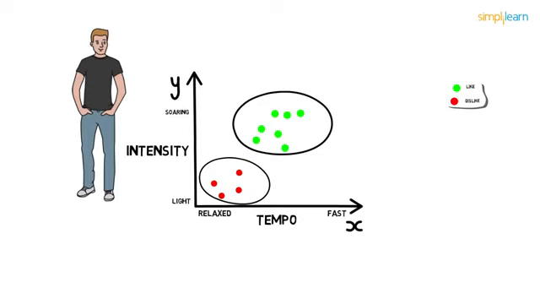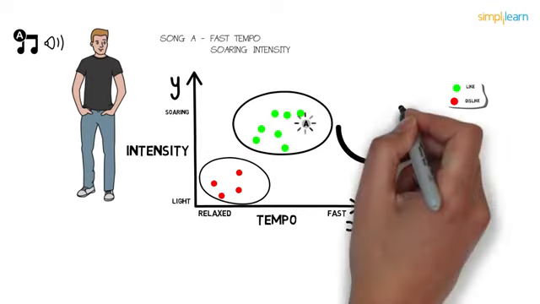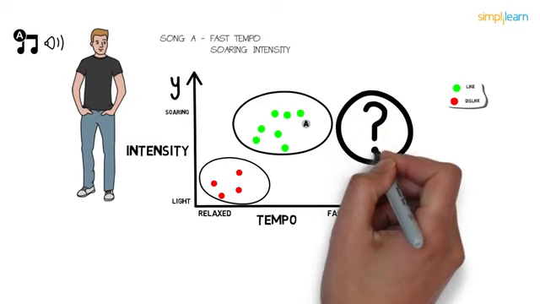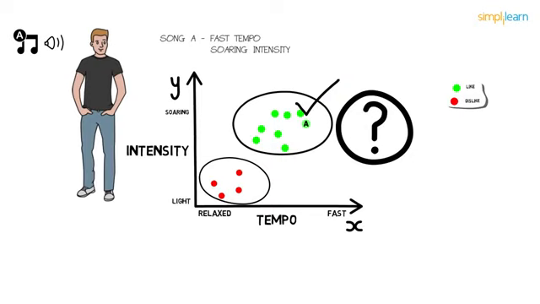So now we know Paul's choices. Let's say Paul listens to a new song. Let's name it as Song A. Song A has fast tempo and a soaring intensity, so it lies somewhere here. Looking at the data, can you guess whether Paul will like the song or not? Correct. So Paul likes this song. By looking at Paul's past choices, we were able to classify the unknown song very easily, right?